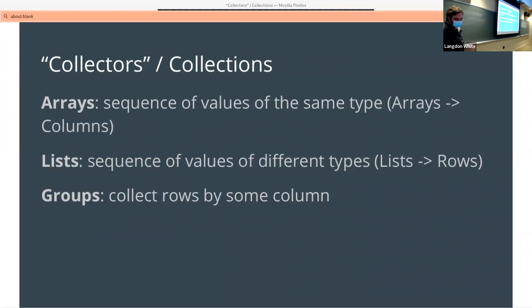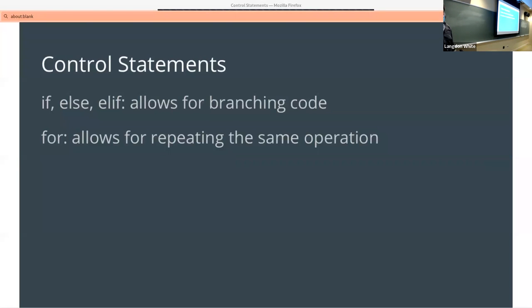So that was why I labeled the slide that way. All right, so control statements, just kind of want to mention these. If, else, and elif allow for branching code, and for allows for repeating the same operation.